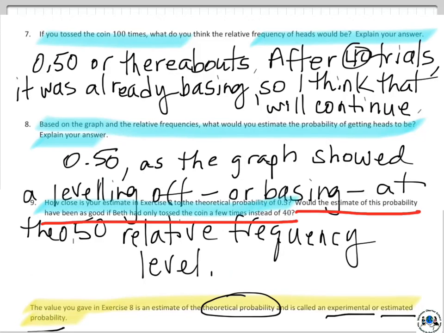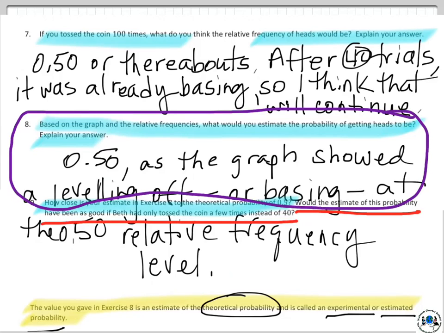Okay. So the value you gave, at the bottom in yellow, the value you gave in exercise 8, is an estimate of the theoretical probability. Number 8 was an estimate of the theoretical probability, and it is called an experimental or estimated probability. So there is our estimated probability right here, because it is an estimate of the theoretical probability. That's what I estimated, based on my experimental trials. So it's not theoretical anymore. It's actually based on experiment or observation. And it's pretty darn close to the theoretical probability of flipping a head.